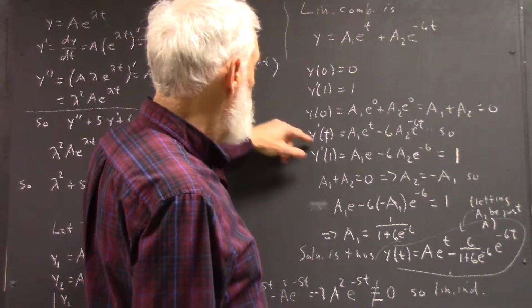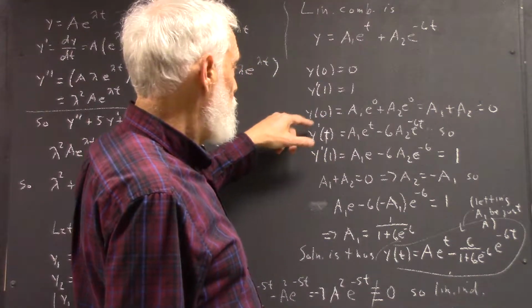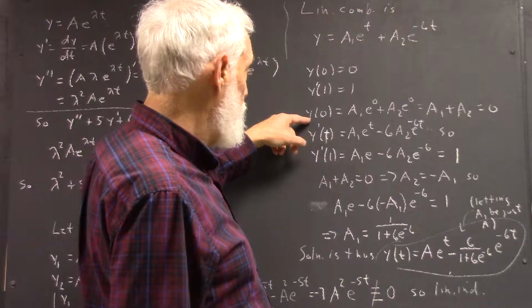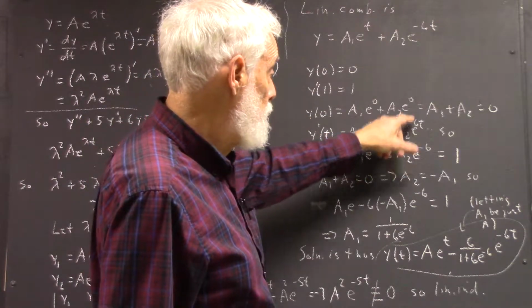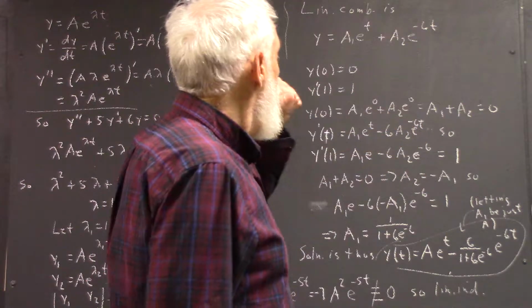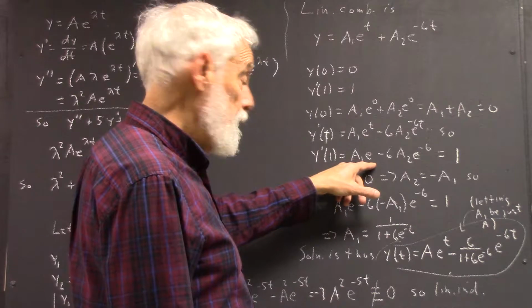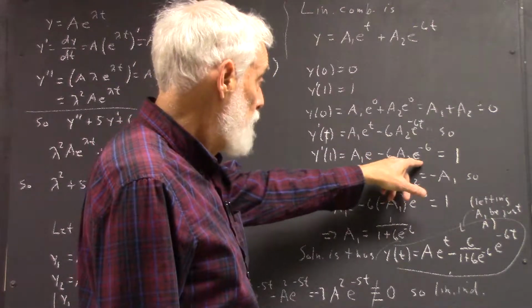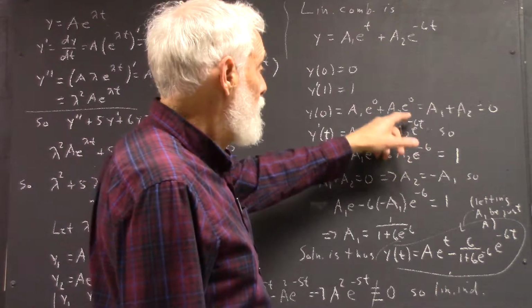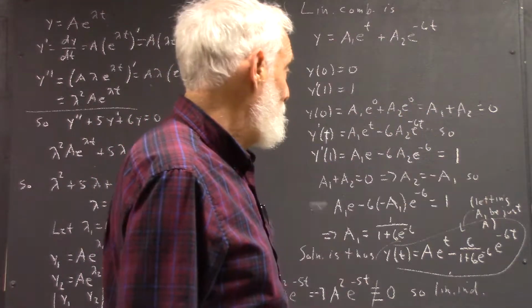Now, let's do y prime of t before we do y prime of 1, just to be sure, and that's very easy. Y prime of t is clearly going to be a1 e to the t minus 6 a2 e to the negative 6t. It follows then that y prime of 1 is a1 e, because e to the 1 is just e, minus 6 a2 e to the negative 6, because negative 6 times 1 is negative 6. And that should equal 1.